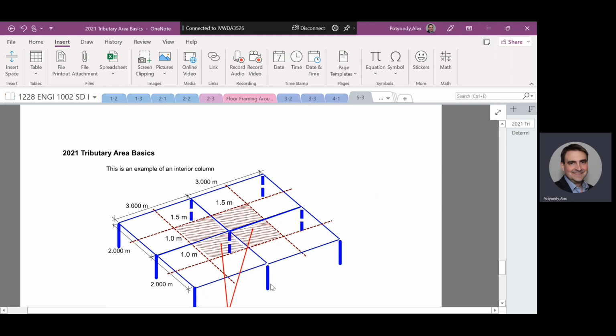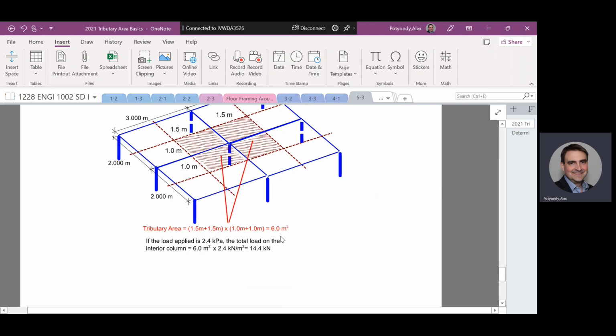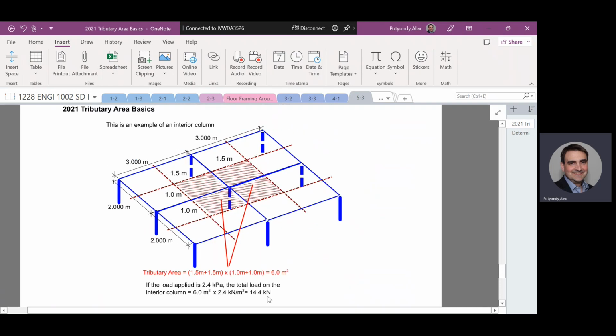It's an interior column. And this one supports a tributary area of the shaded area, 1/2 the distance on each side to the next support. So 1.5 and 1.5 and 1 and 1. So that shaded area is going to be 1 plus 1 is 2, times 1.5 plus 1.5, which is 6 square meters. If the applied load is 2.4 kPa, the total load on the interior column is going to be 6 times 2.4, which is 14.4 kilonewtons.